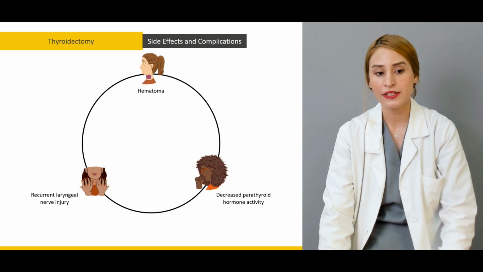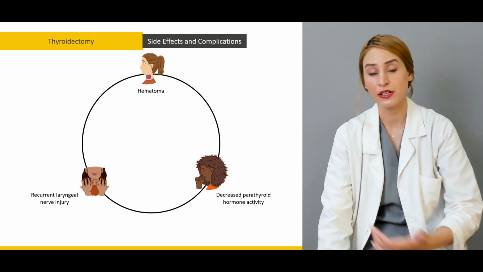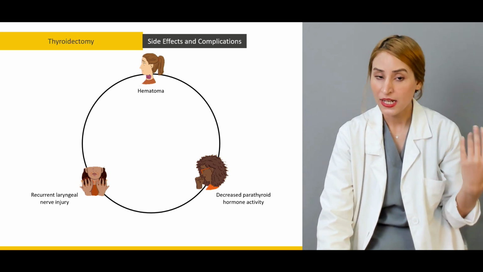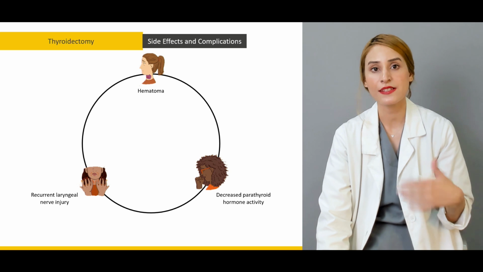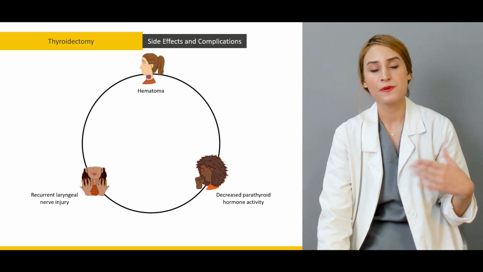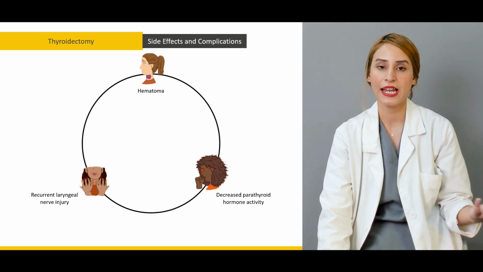And there can be a recurrent laryngeal nerve injury, either bilateral or unilateral. If there's a unilateral injury, there's hoarseness, and if there's a bilateral injury, there's acute respiratory obstruction. So you have to open the patient again, and you have to secure that as well.